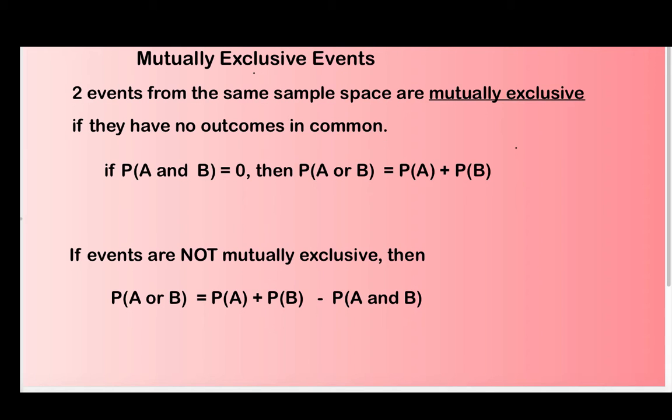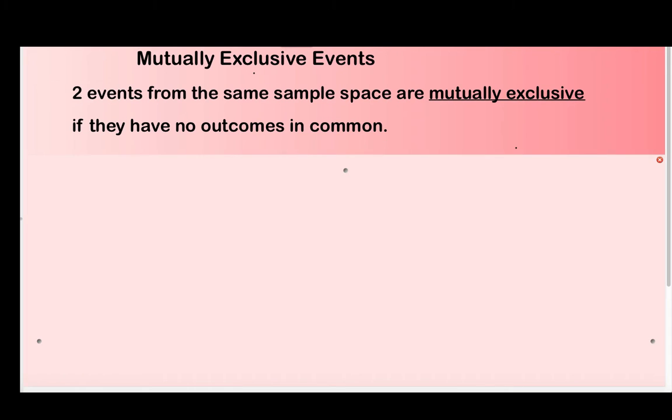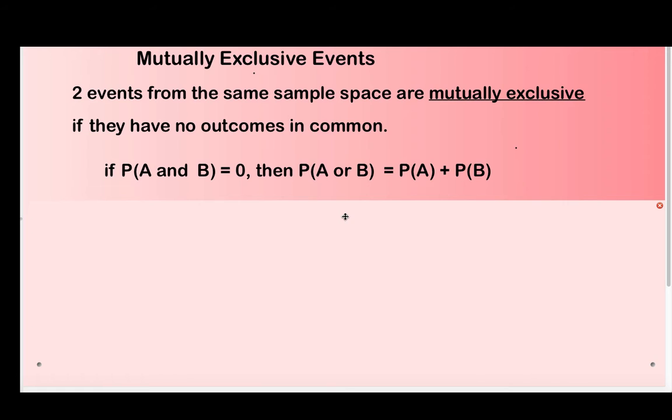All right, continuing with our study of probability. Sometimes we have what's known as mutually exclusive events. Two events in the same sample space are mutually exclusive if they have no outcomes in common. In a case like that, we would say that the probability of A and B both occurring is 0, and if that is the case, then the probability of A or B occurring is the probability of A plus the probability of B. So if events are mutually exclusive, we can add their probabilities together.